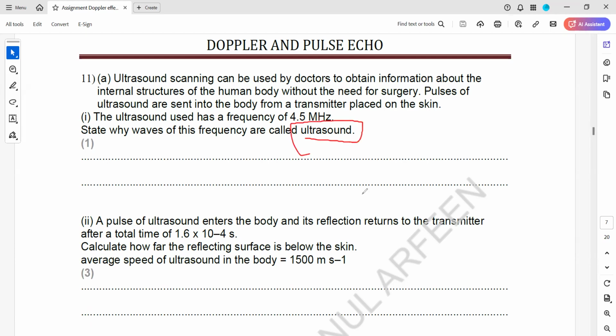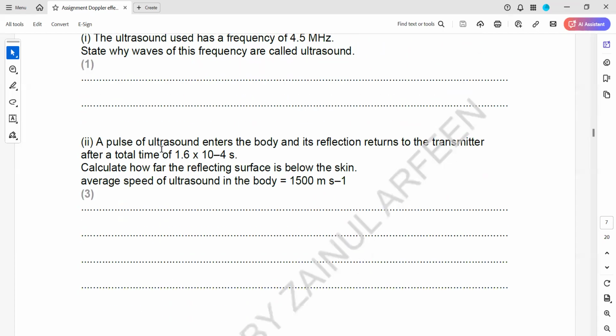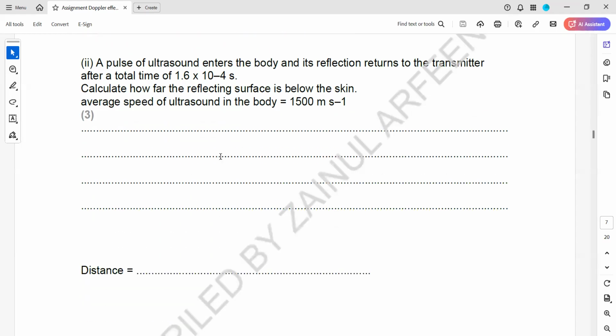Actually, this is related to, yeah, this is one thing, but why do we call them ultrasound? Because it is beyond the audible range. The audible range goes up to 20,000, so it has a frequency of more than 20,000. That's why we call them ultrasound. Sound waves having a frequency of more than 20,000 hertz, we call them ultrasound.